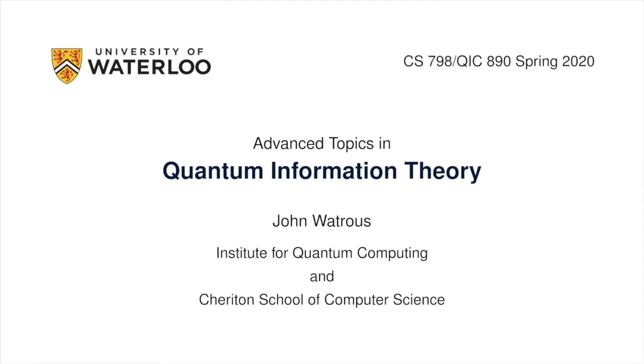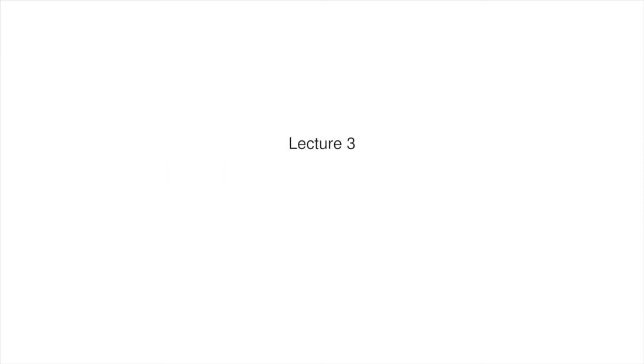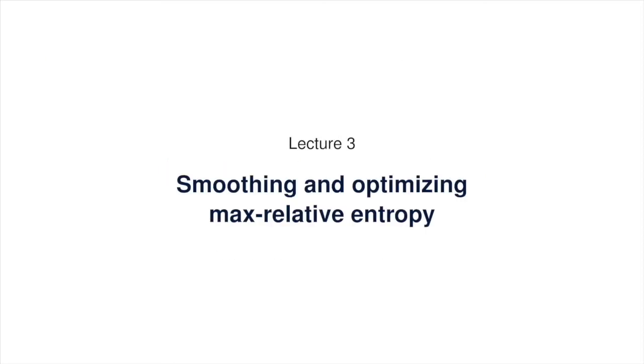Hello and welcome to Lecture 3 of Advanced Topics in Quantum Information Theory. This lecture is on smoothing and optimizing the max relative entropy, and exactly what those two things mean and how they relate will become clear in just a moment.